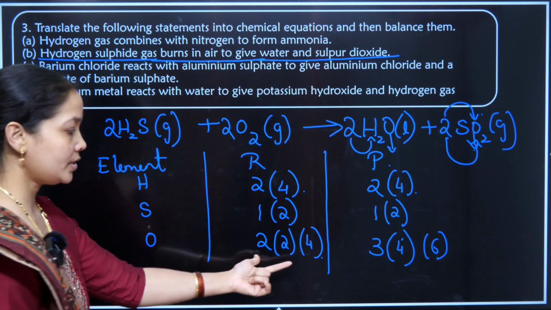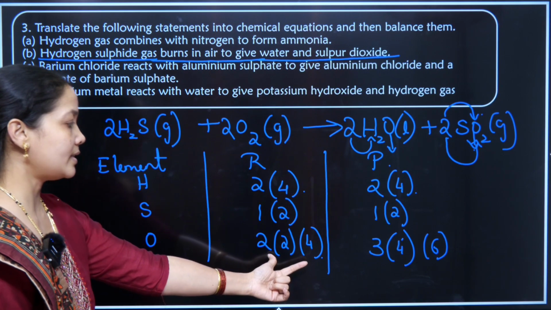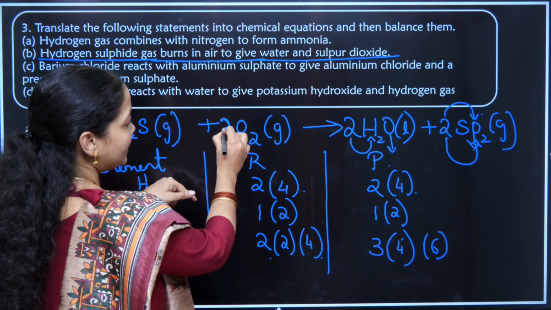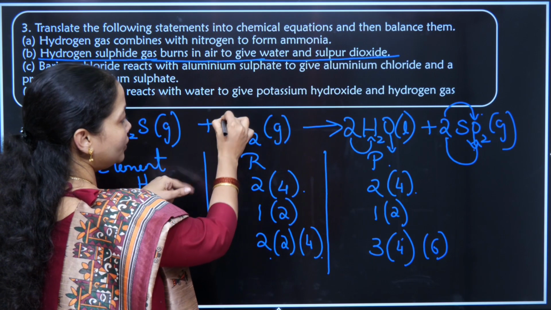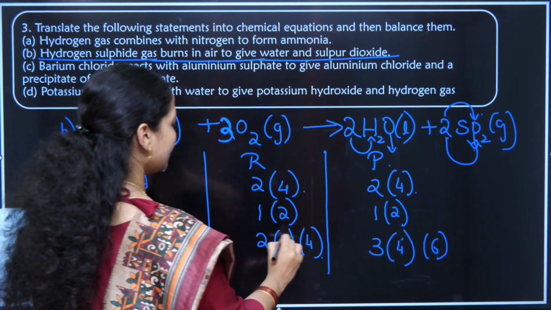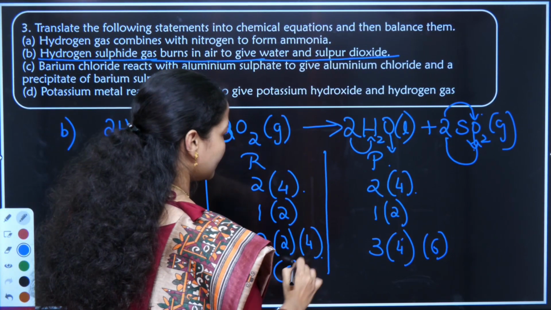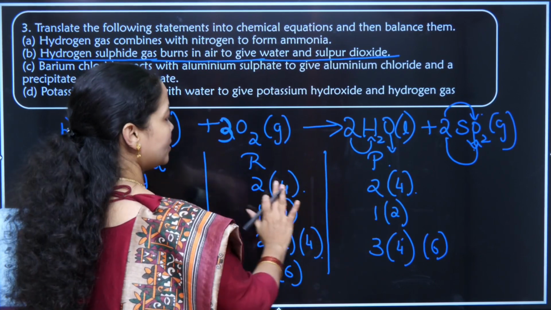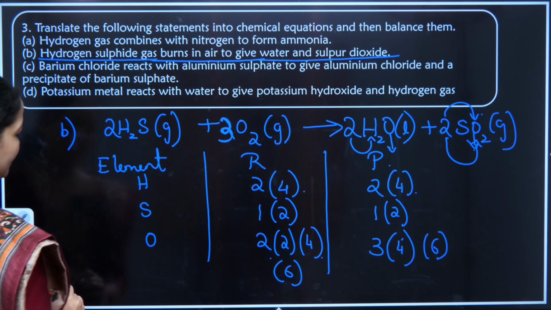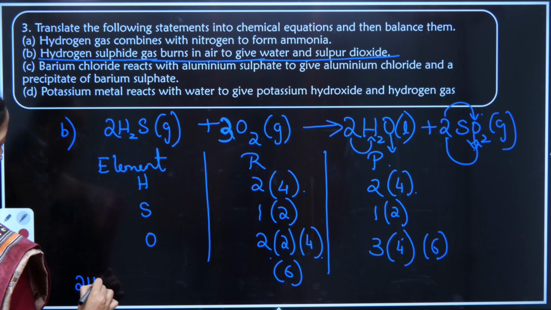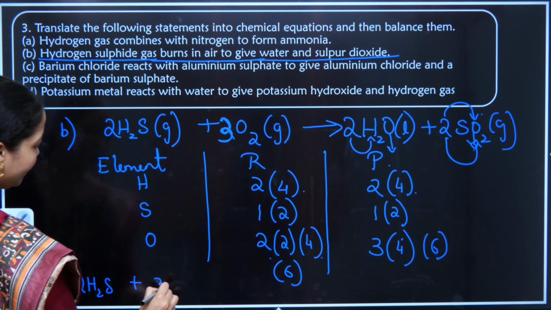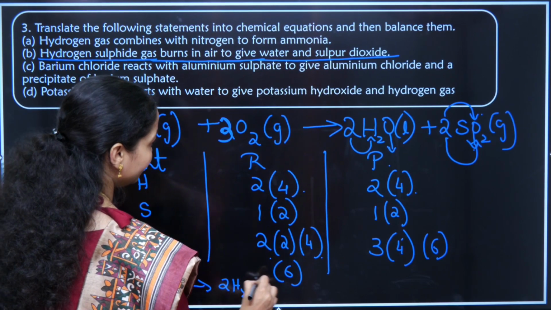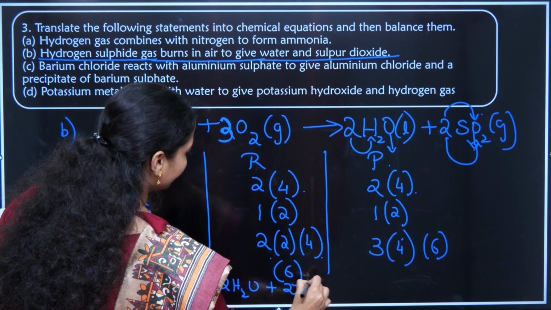Now I have to change the count of oxygen in my reactant side. This was 2 2s are 4. What I will do, I'll place this 3. So 3O2. Now if I check, the oxygen is 6 6 both the sides, sulfur is 2 2 both the sides, hydrogen 4 4. Hence my balanced chemical equation is 2H2S plus 3O2 is giving me 2H2O plus 2SO2.